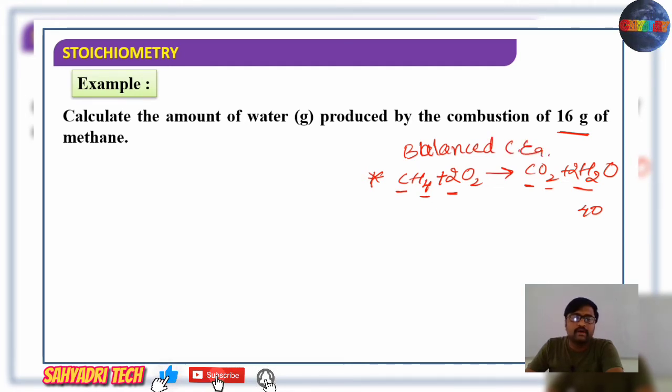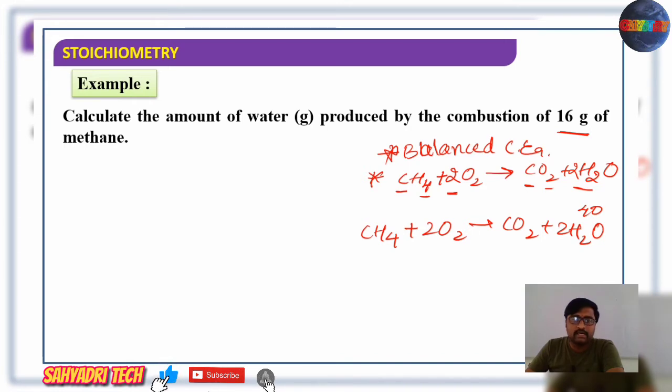Okay, what we need, always, is a balanced chemical equation. So for the combustion of methane, I have written this equation. CH4, I will write it once again: CH4 plus 2O2 gives rise to CO2 plus 2H2O. So a balanced equation is written here.